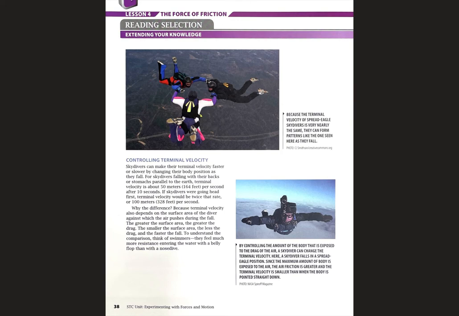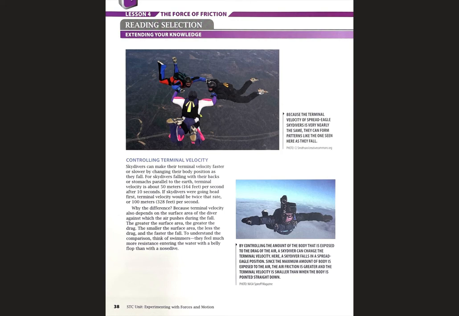So if you look at the top picture and the bottom picture, you can see their arms are out and their legs are out. So this is what they're referring to as spread eagle. More of their body is exposed to the air in this. So the air is pushing against their entire body. Whereas if you were going straight down, the only part of your body that would be meeting air resistance would be your head and your shoulders. So that's what it's referring to. All right, so let's check out the paragraph.